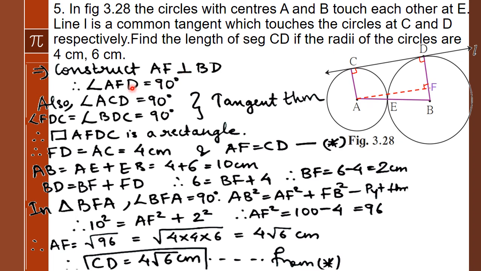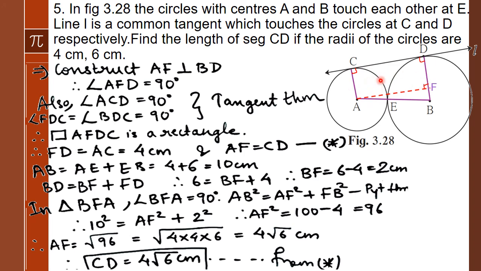Okay. Now angle AFD is 90 degrees. Also, angle ACD and angle BDC are 90 degrees since by the tangent theorem, the radius is perpendicular to the tangent. So, at the base, angle C and angle D are also 90 degrees. So, we have a quadrilateral with three angles of 90 degrees. That means the fourth angle is also 90 degrees. Hence, this quadrilateral is a rectangle. Now, we cannot say it is a square since we don't know if the sides are congruent, but at least it's a rectangle.